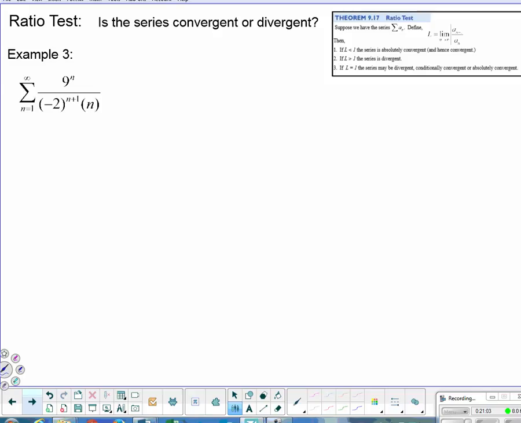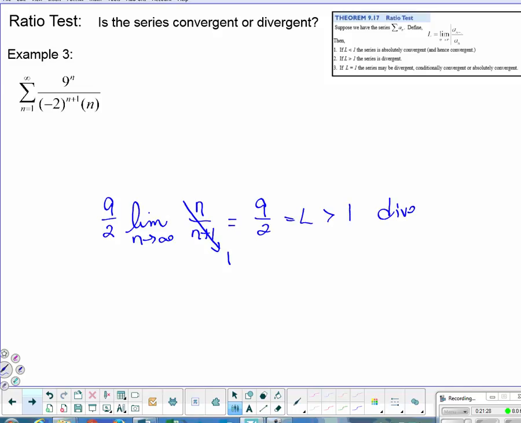This one does turn out to be divergent. Once it's all said and done, see if you can reach this final conclusion that I got: 9/2 times the limit as n went to infinity of n over n plus 1, which would have gone to 1, and I had 9/2 as my limit, which is greater than 1, so this series also was divergent by the ratio test.